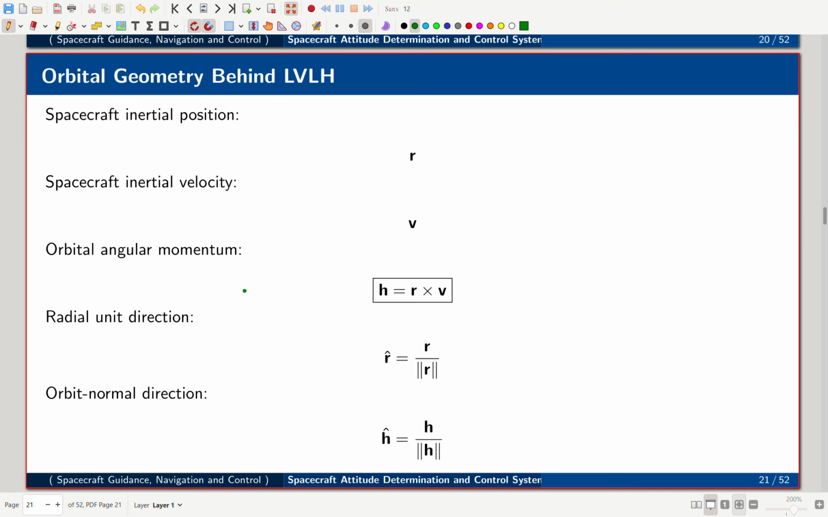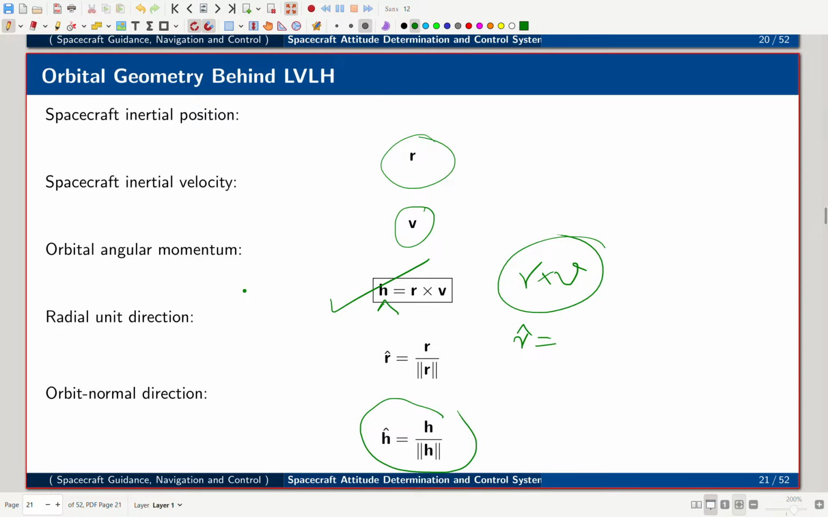So, orbital geometry behind local vertical, local horizontal. Spacecraft inertial position, let us say R. Spacecraft inertial velocity, let us say V. So orbital angular momentum H equals R cross V, right? So this is velocity, this is R. So we can find the angular momentum, and radial direction we can find from R. And the orbital normal direction is perpendicular to this.